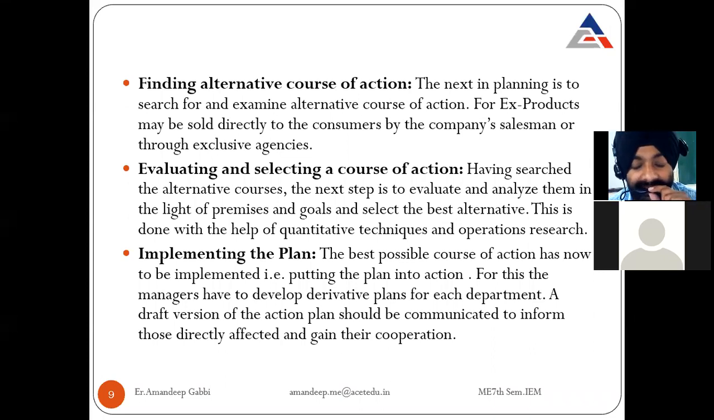So the best plan is to be implemented. The previous step was to select it. Now, once you have selected that, it has to be implemented in your industry or organization, putting the plan into action. For this, the managers have to develop a derivative plan for each department, right? If you plan for an increase in growth rate from 100 to 200, then you have to pass this information to different departments. Like if a paint shop is involved, turning is required, drilling is required.